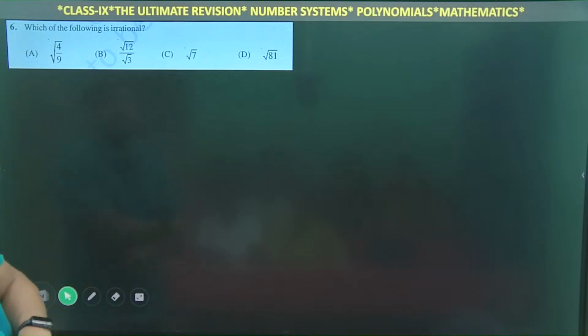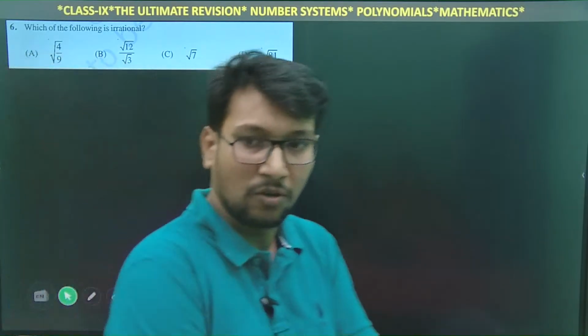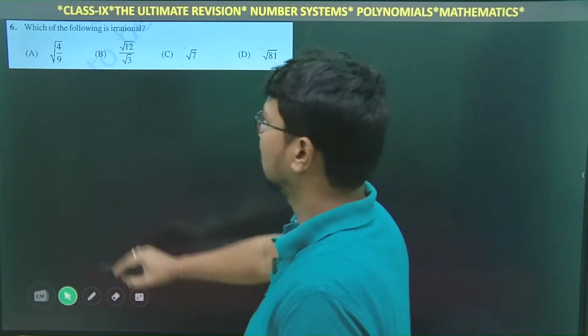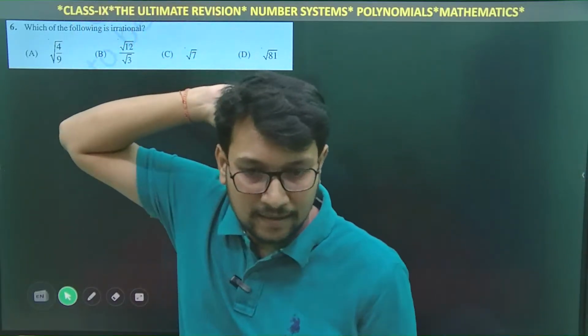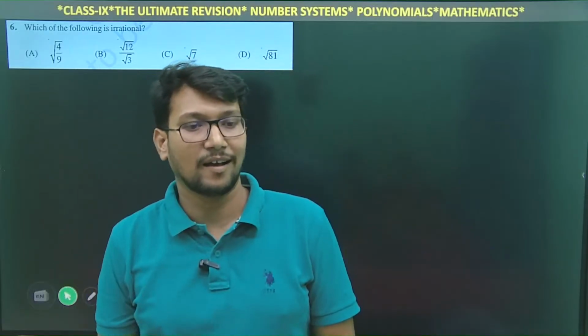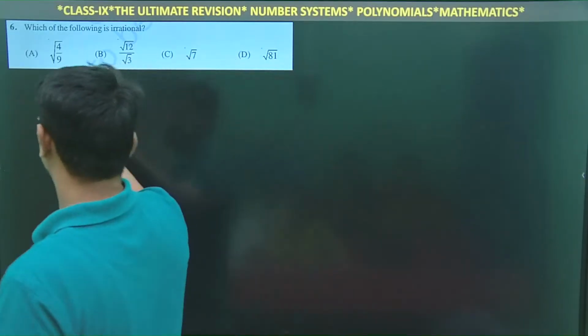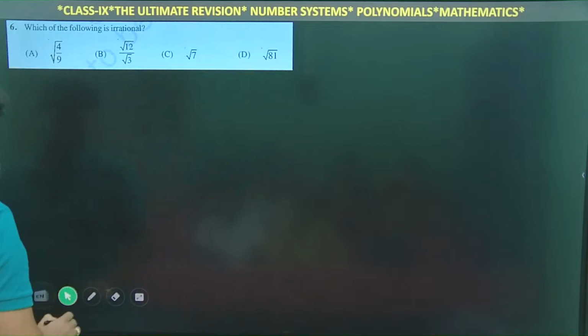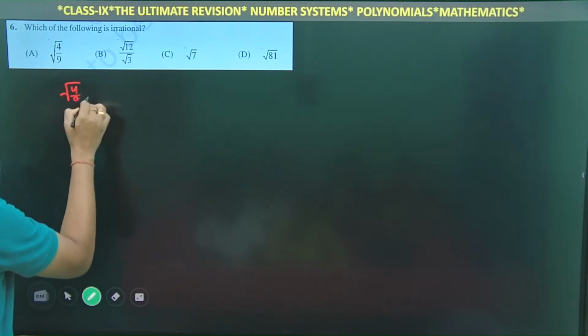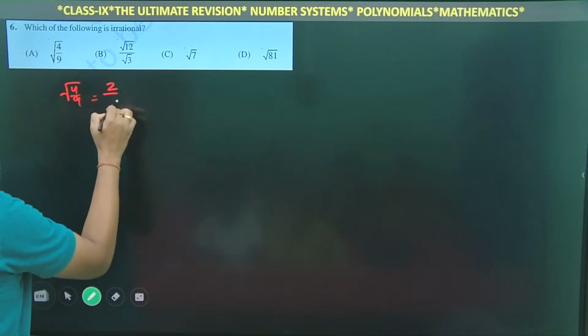Which of the following is an irrational number? Check. Irrational. Which of the following? Square root of 4 by 9 is what? Square root of 4 by 9 is what? Tell me. Square root of 4 by 9 equals 2 by 3.